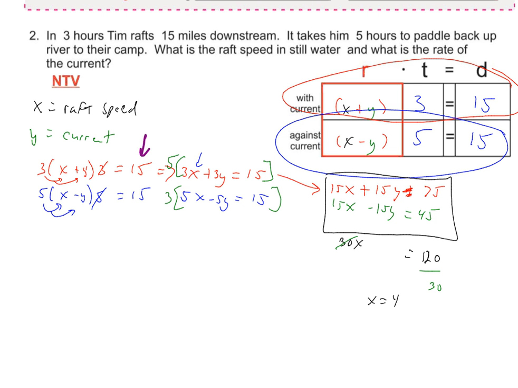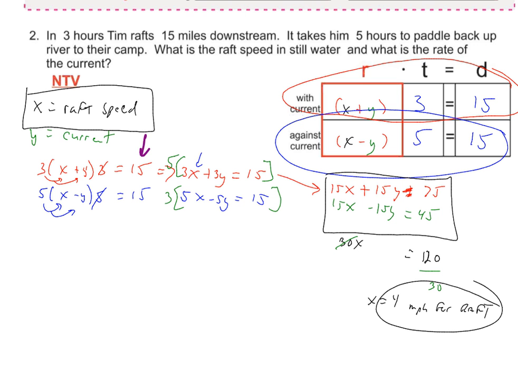Now, I did NTV. Some of you won't do NTV, so I hope you'll know what in the world x is. I know what x is because my NTV says x is the raft speed. Oh, 4 miles per hour for the raft. I know that because I named the variable.